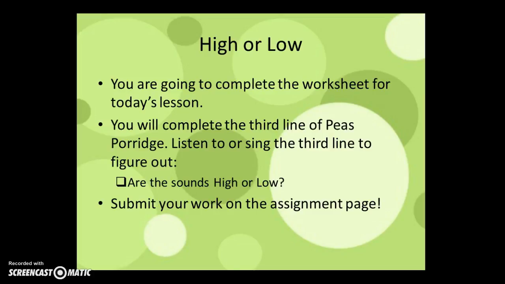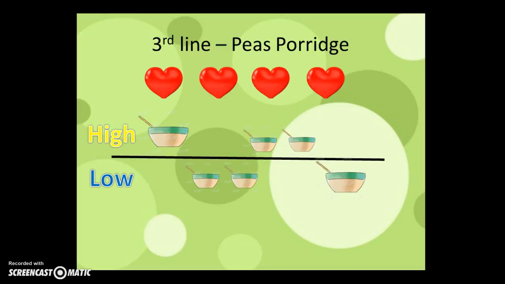You're going to complete the worksheet. You will complete that third line of peas porridge. You can listen to or sing the third line to figure out which sounds are high or low. You will submit your work on the assignment page. Here is the third line of peas porridge hot.